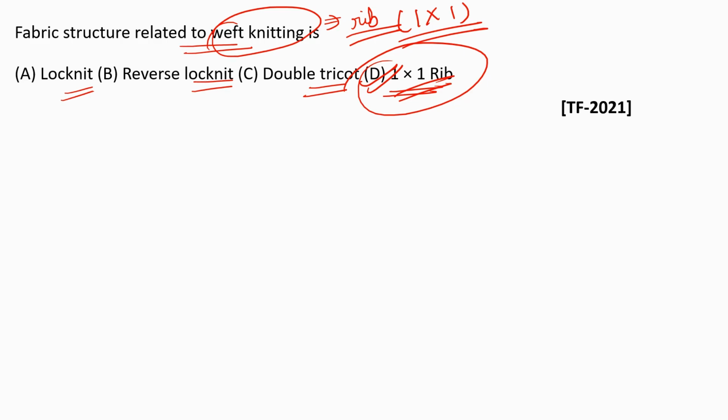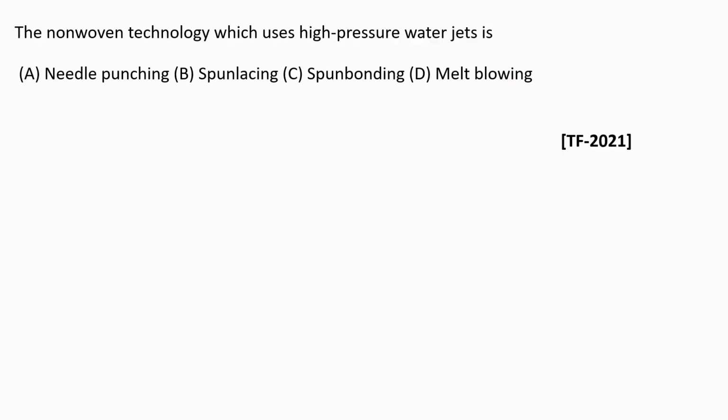First one is front part and second one is back sides. So these are alternately adjusted, and every wale alternates between the plain and the purled stitches on the right and the back sides. This is just known as 1 cross 1 rib, one front one back. So option D is the correct answer. Now looking to the next question.